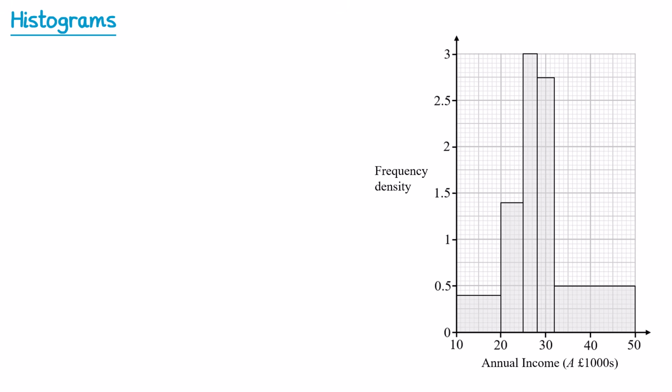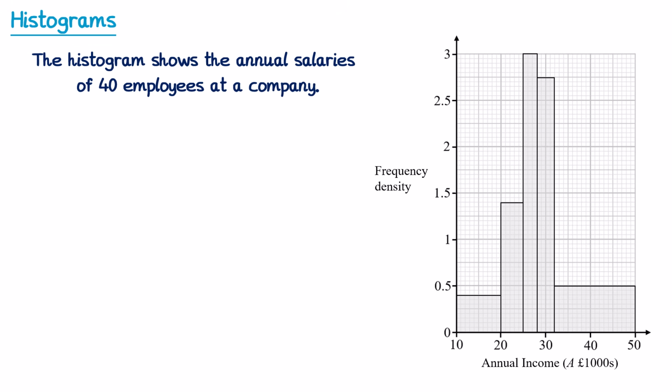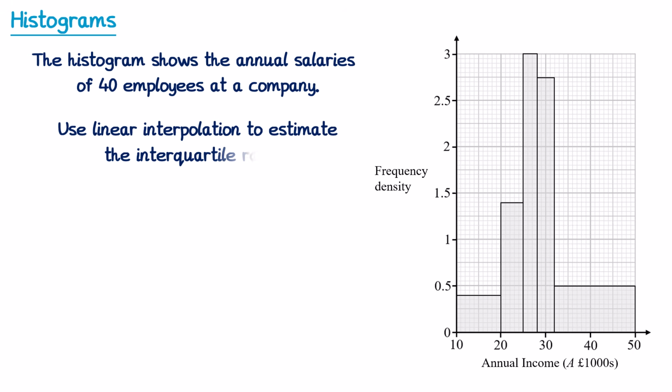In this question we have a histogram, and this one is about the annual income in thousands of pounds of workers at a company. The question says, the histogram shows the annual salaries of 40 employees at a company. Use linear interpolation to estimate the interquartile range. So in this question we need to combine histograms with linear interpolation, a topic I covered a few videos ago.